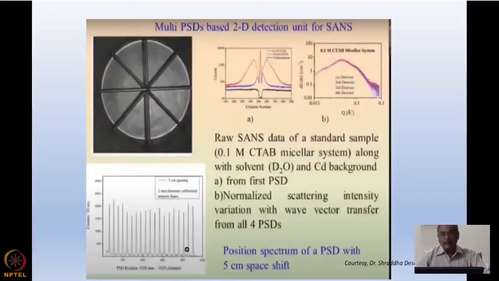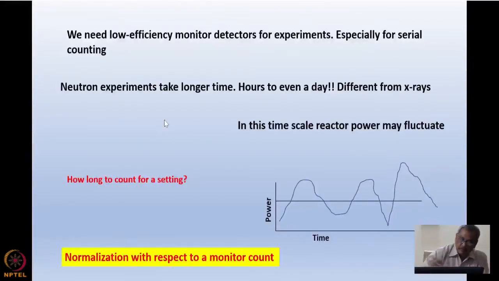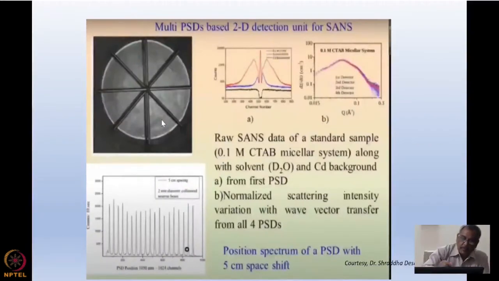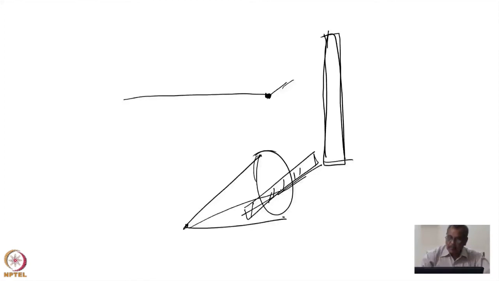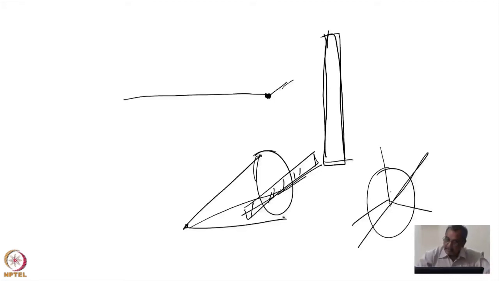Now it has been improved to the extent that you can see here we have used 1, 2, 3, 4, 5, 6, 7, sorry, excuse me. So we have made 1, 2, 3, 4, 5, 6, 7, 8 detectors over here, and so we can cut the Debye Scherrer cone. I have taken detectors over here.